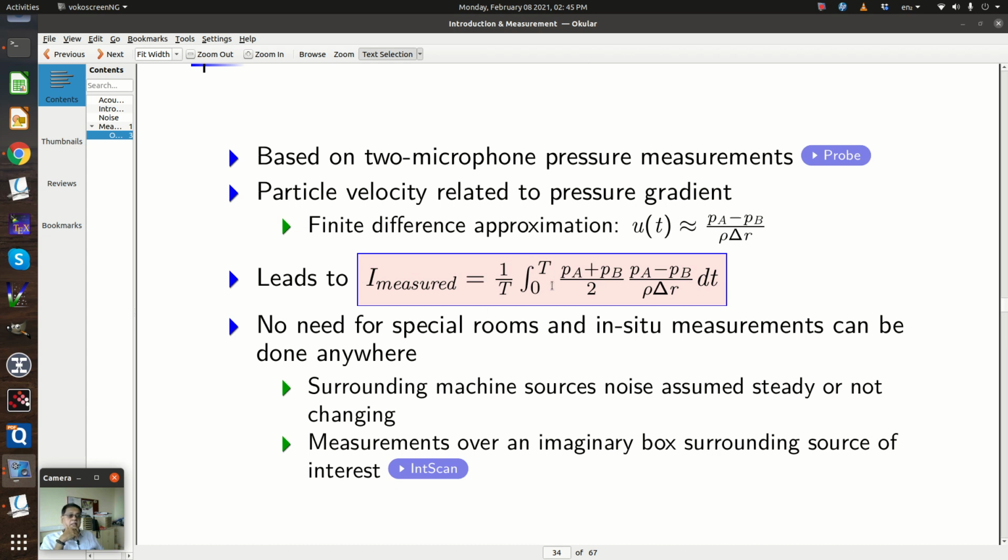So for the measured intensity, we average the pressure coming from the two microphones to get the pressure reading. Then we take the difference between the two, divide by delta R, which is the spacing between them, to get velocity, and then average this out.